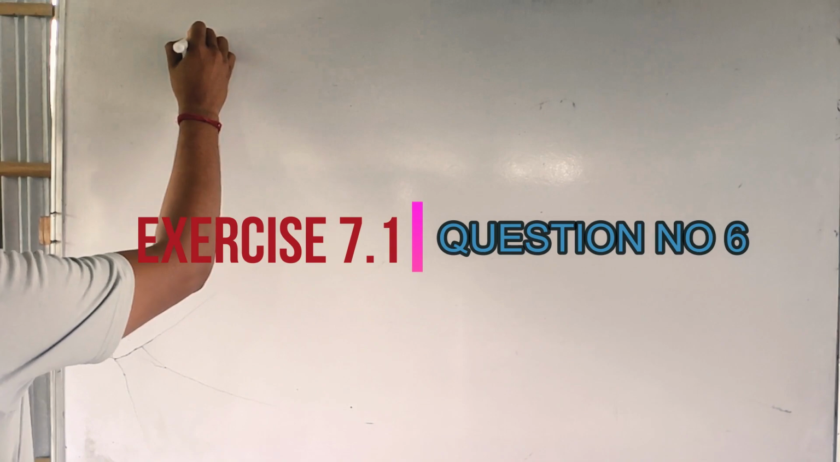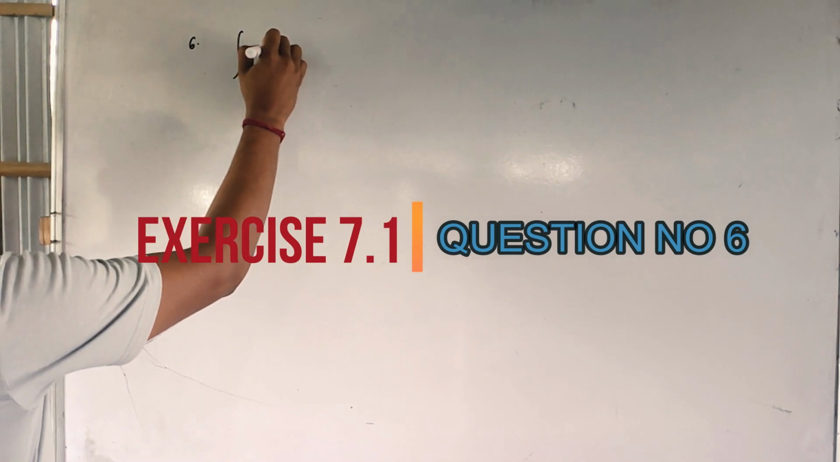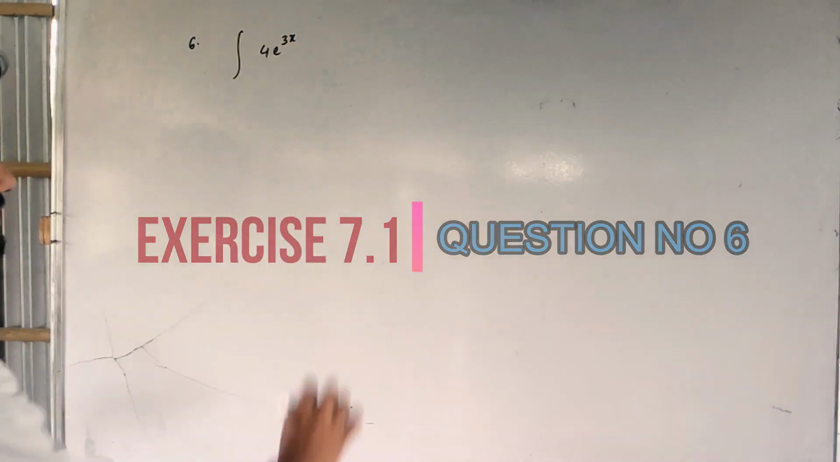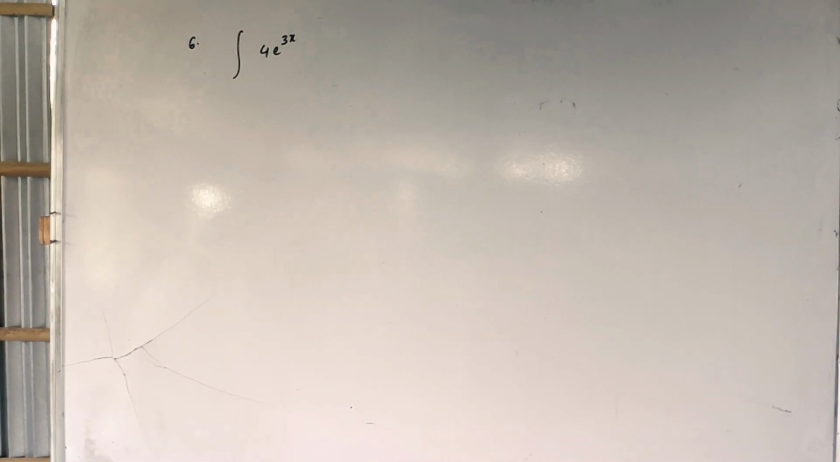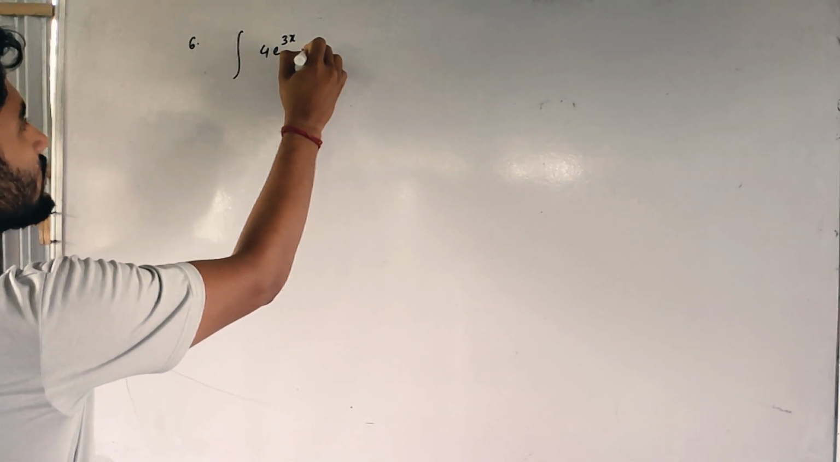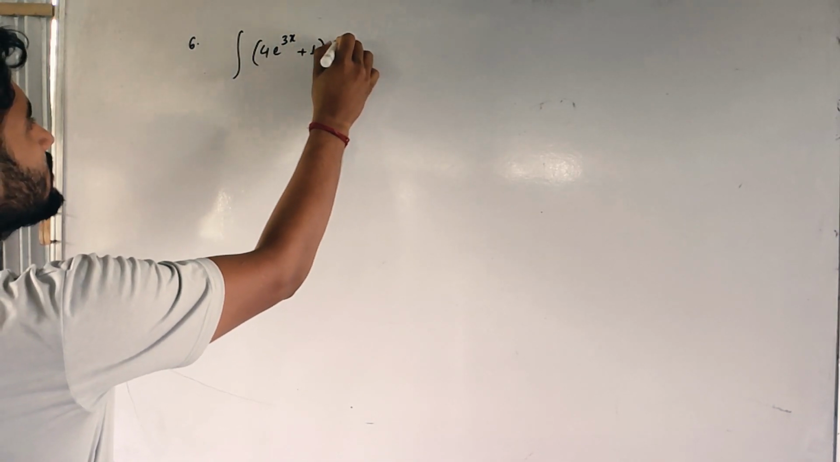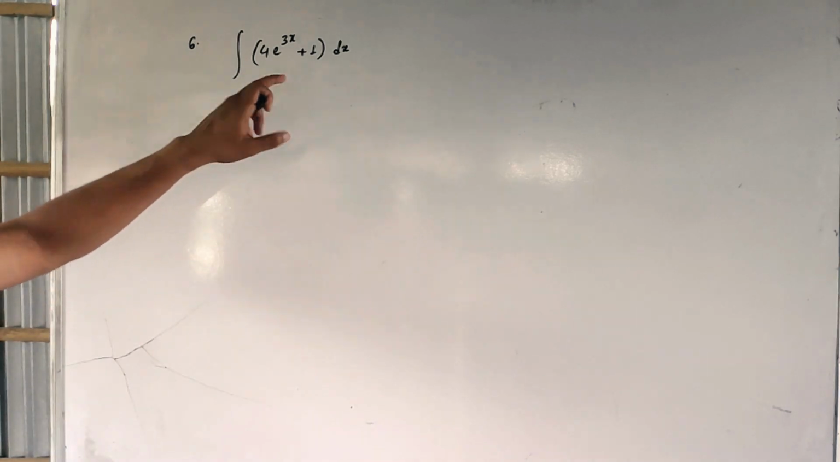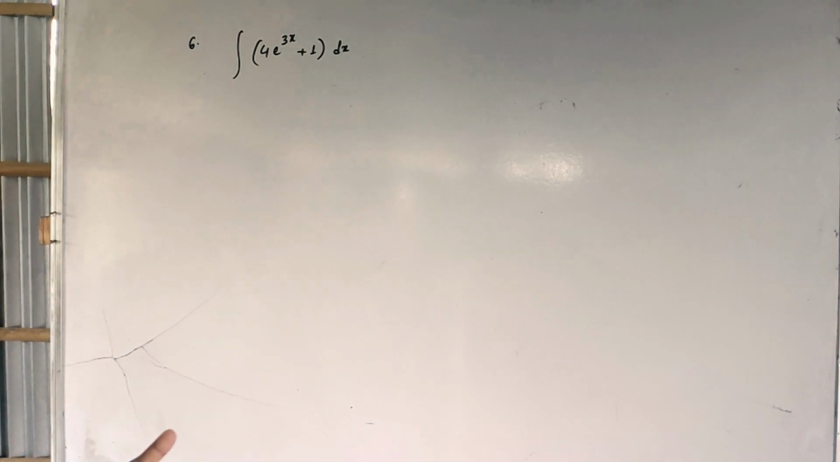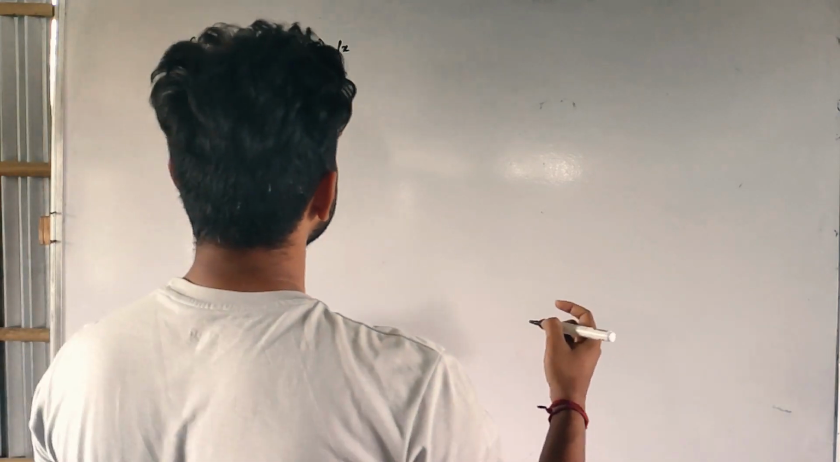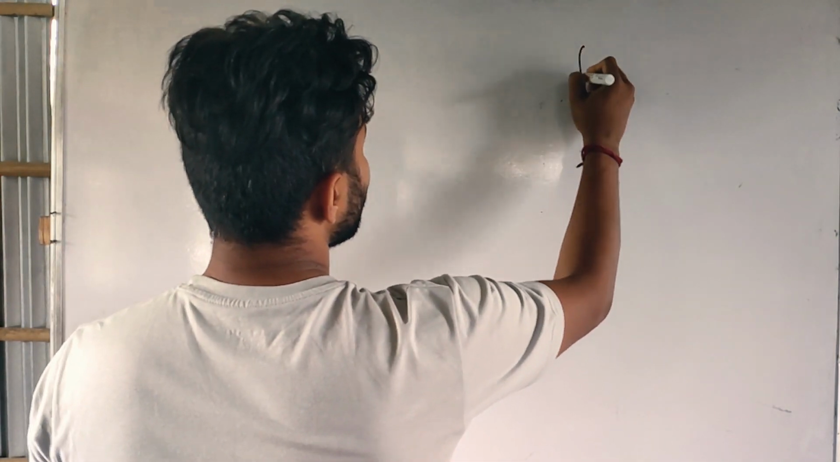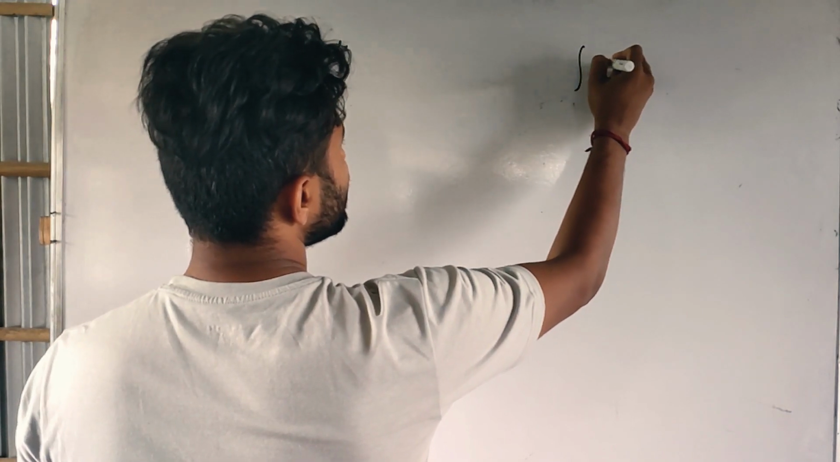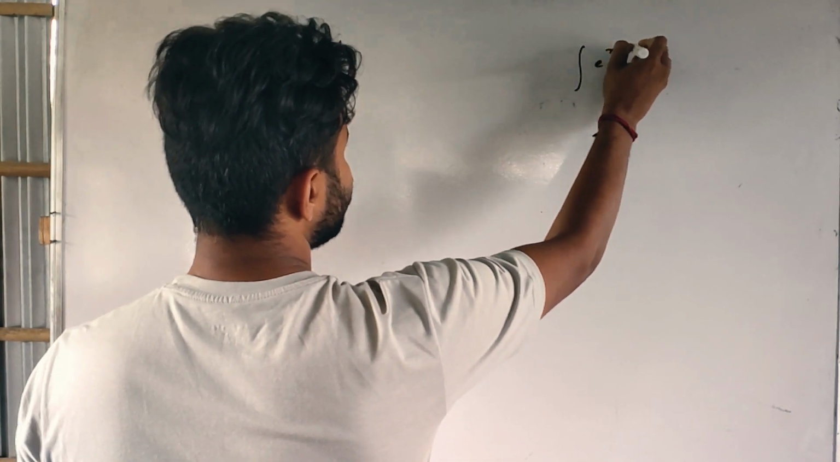So the question is, we have to integrate what? 4 e to the power 3x. Question number 6, you have to integrate 4 e to the power 3x plus 1 dx. From now on we will use formulas. The formula you need to solve this question is the formula for the integral of e to the power nx.